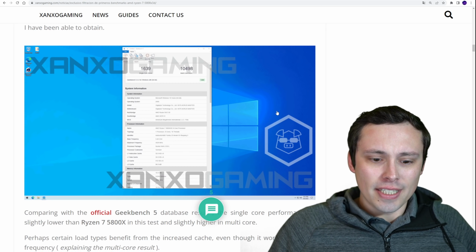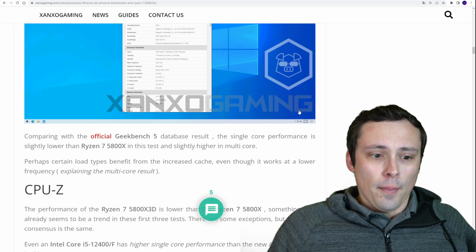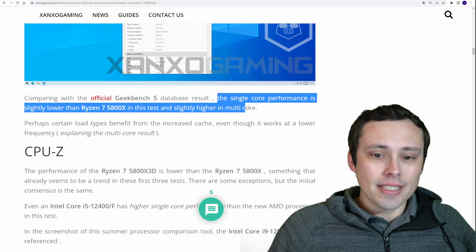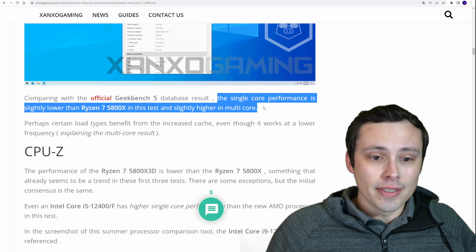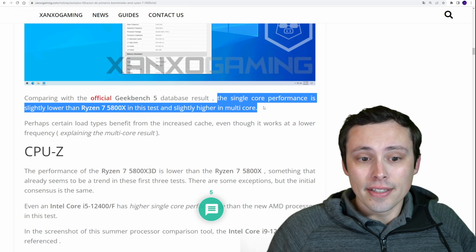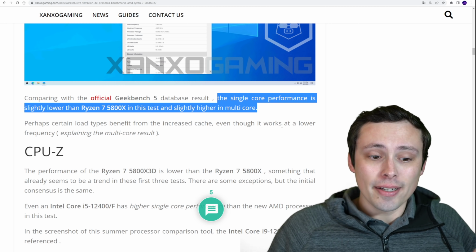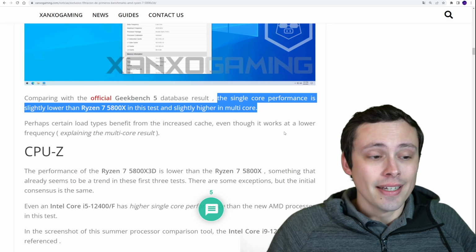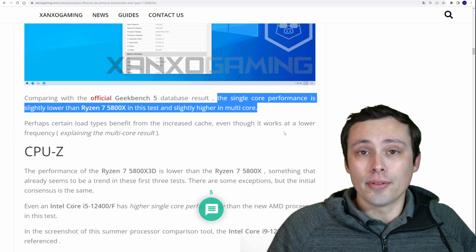Now, they've got a bunch of tests here. I don't know how much I want to dwell on all of them. But the main thing that we're seeing in the synthetic benchmarks is that the single core performance is actually sometimes slightly slower than the 5800X. And in general, the synthetic benchmark results that they're getting can be a bit slower than the 5800X non-3D.